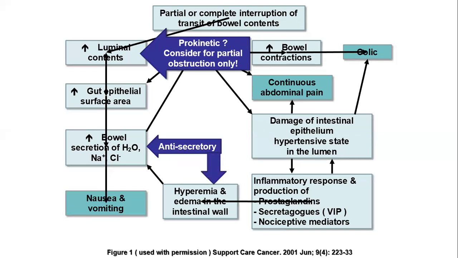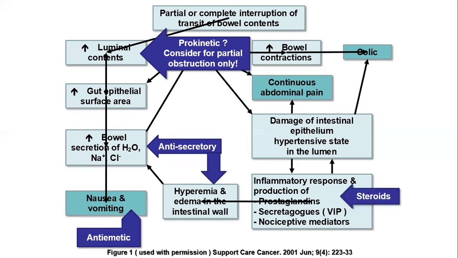So basically what we have to do is reduce the luminal contents. You need to reduce the secretions in the bowel. You need to treat the pain. So you need to treat the continuous pain and the colic. You need to treat the nausea, vomiting. You need to reduce the inflammation also. So those are the target areas that we have.